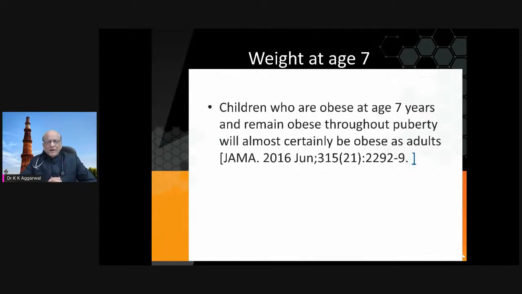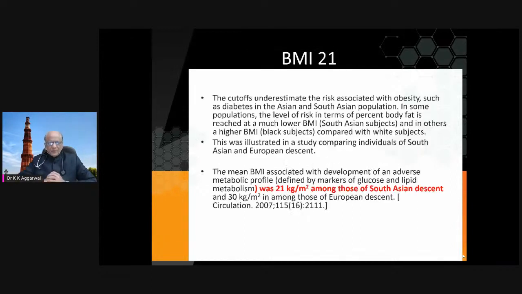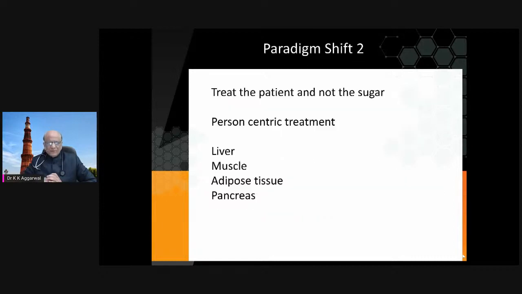If I had obesity at age 7, which continued till the age of 12, take it for granted, if you are an adult today, you have excess fat in the body. If your BMI is more than 21 kilogram per meter square, take it for granted you have excess fat in the body. So therefore, there is another paradigm shift, number two. Treat the patient and not the sugar. So therefore, now we say treat the inflammation and the sugar. It is a person-centric treatment.